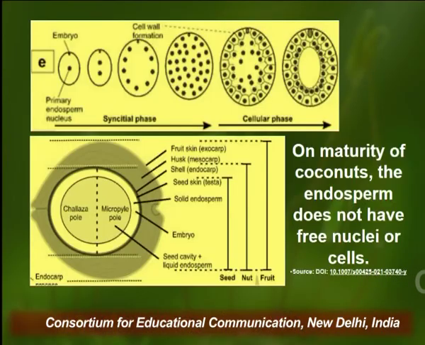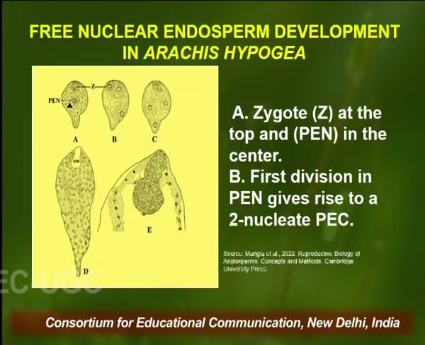Here you can see, the first one you are familiar with. The second diagram which you see is, on maturity of coconuts, the endosperm does not have free nuclei or free cells, because there is cellularization which takes place. Another example, this is free nuclear endosperm development in Arachis hypogaea. Do you know what Arachis hypogaea is?